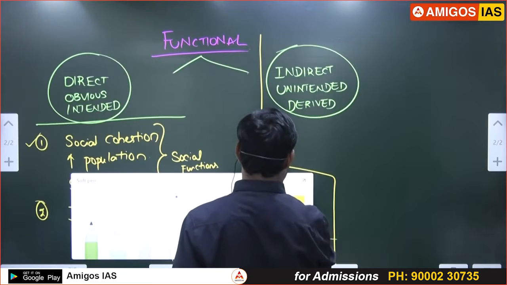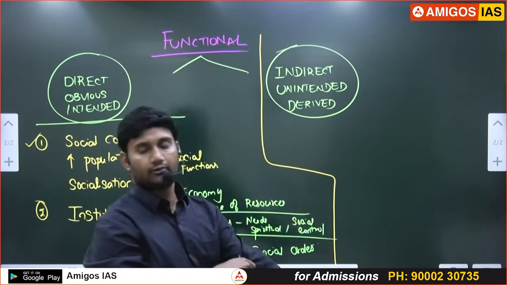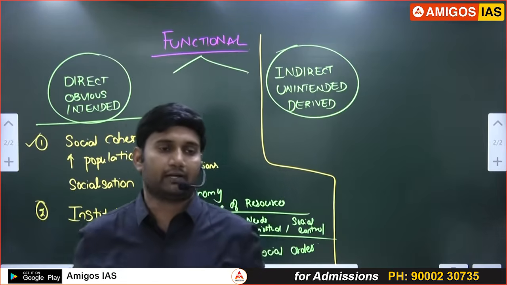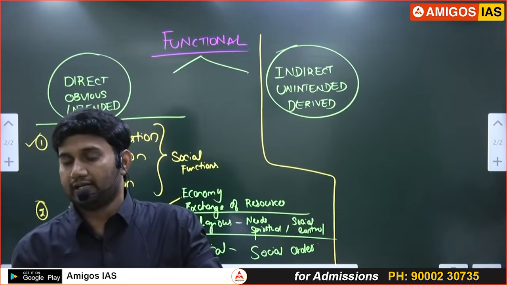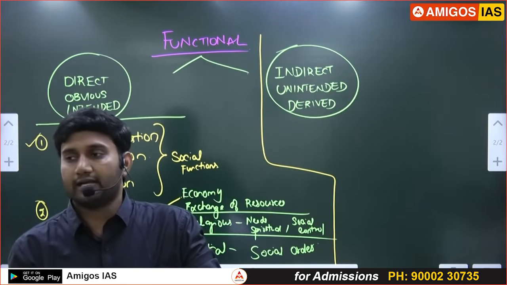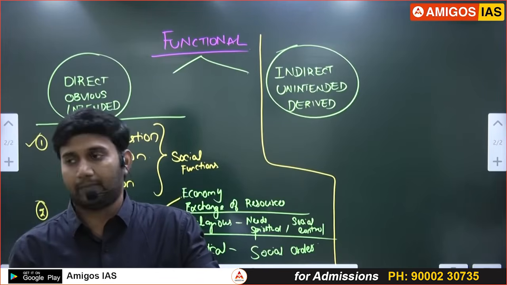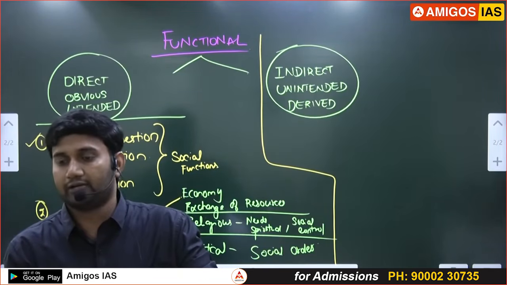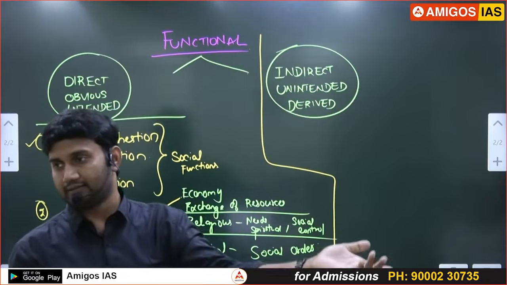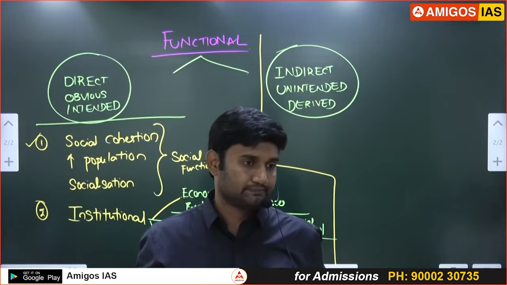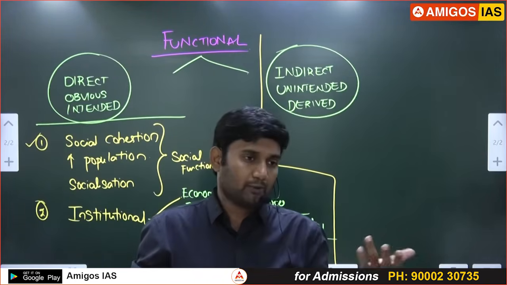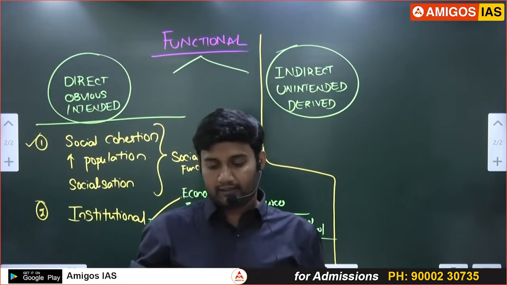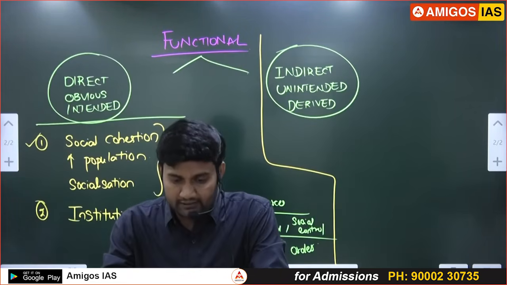Where you are not expecting this, but the unintended function. For example, you are preparing for your GS Indian society, so indirectly you are also preparing for your essay paper. All the social issues are all being covered under your Indian society. So that is unintended, or you are not expecting. It could be both positive or negative. So unintended or derived functions.